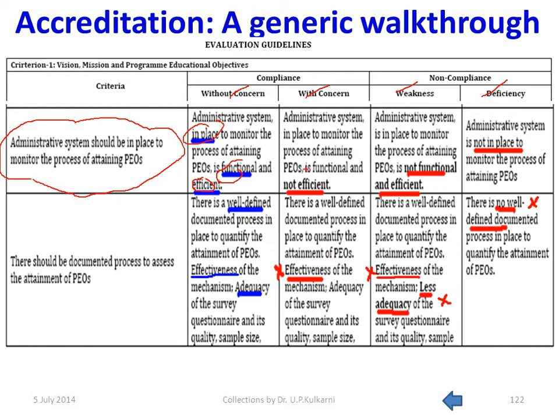Now look at this. If it is in place and functional but not efficient, then it is with concern. Not functional and not efficient is weakness. Not in place at all is deficiency. For every criterion like this, the NBA people have clearly given levels. We need to look into these, which helps us prepare the different processes, their effectiveness and efficiency, and the footprints of all this help us prepare the SAR.